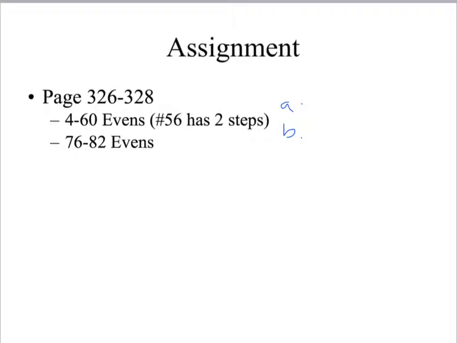Okay, and then what I want you to do is 76 through 82, and I want you to do the evens there. That one is going to be slope-intercept form, just like we just did in the last chapter. I know you loved it so much, so I threw them in there.